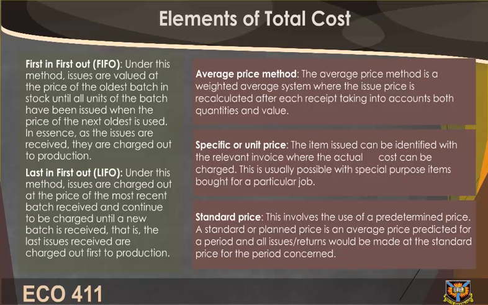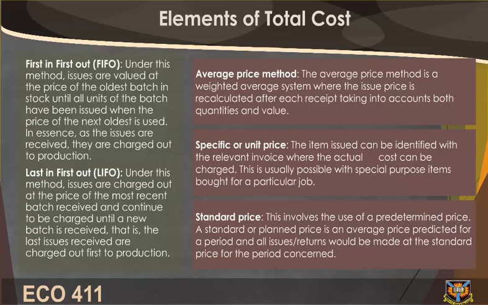Last in, first out. Under this method, issues are charged out of the price of the most recent batch received and continue to be charged until a new batch is received. That is, the last issues received are charged out first to production. Average price method. The average price method is a weighted average system where the issue price is recalculated after each receipt, taking into account both quantities and value.